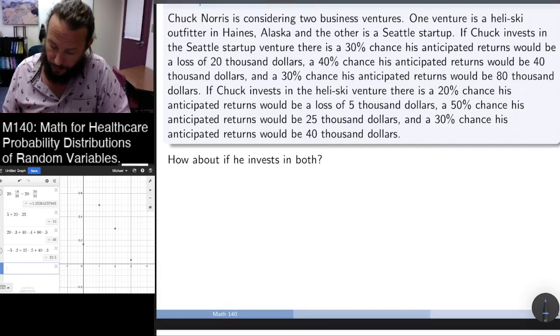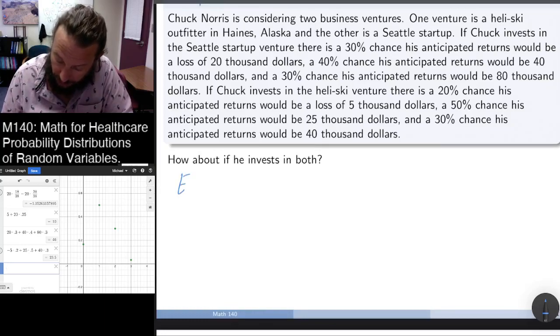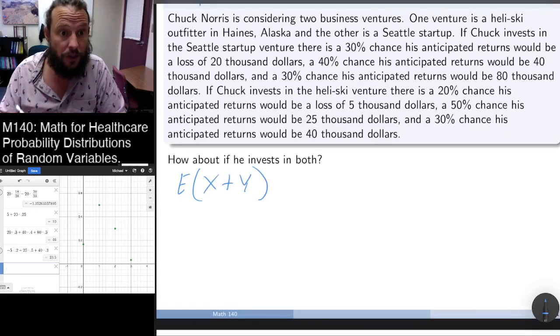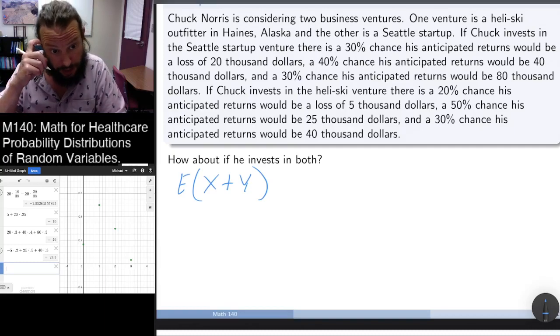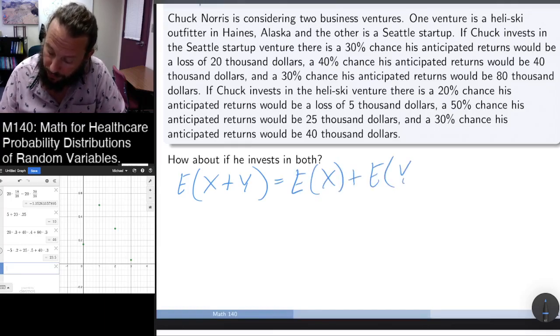We'd want to know the expected value of X plus Y, the X and Y that we defined before. So the Seattle startup plus the Y startup, what's the expected value? We could use our formula from the other page. This equals the expected value of X plus the expected value of Y.